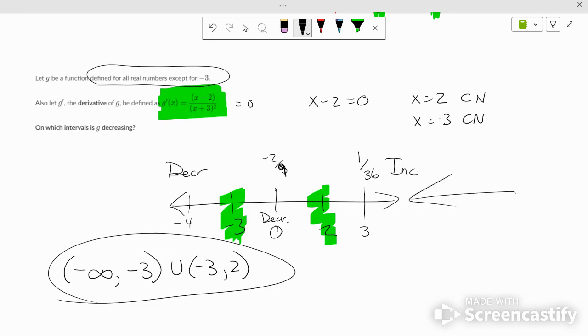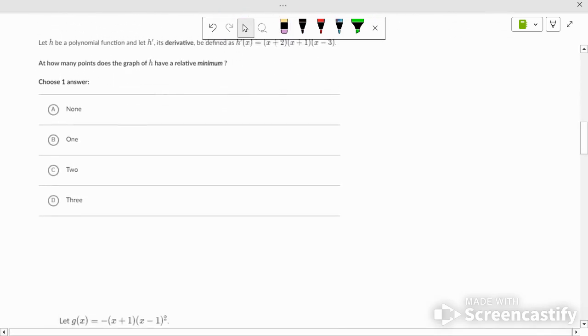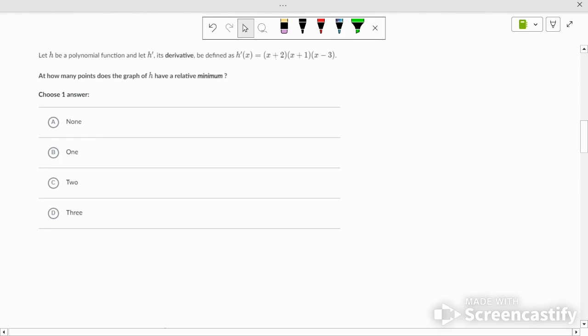See how the number line really comes in handy here. You do the number line, you figure out what happens at each stage along the way. Okay? All right.